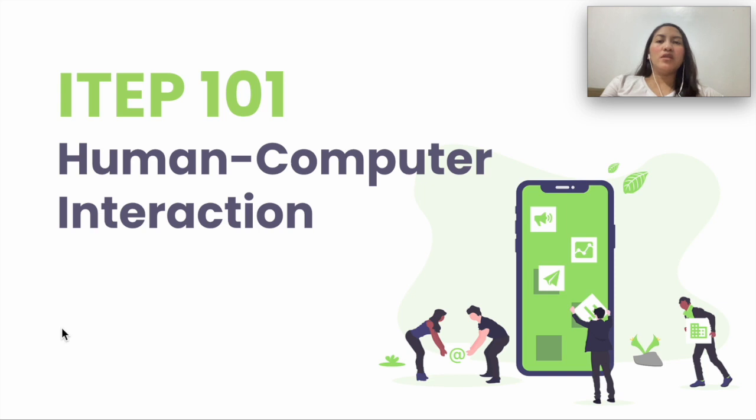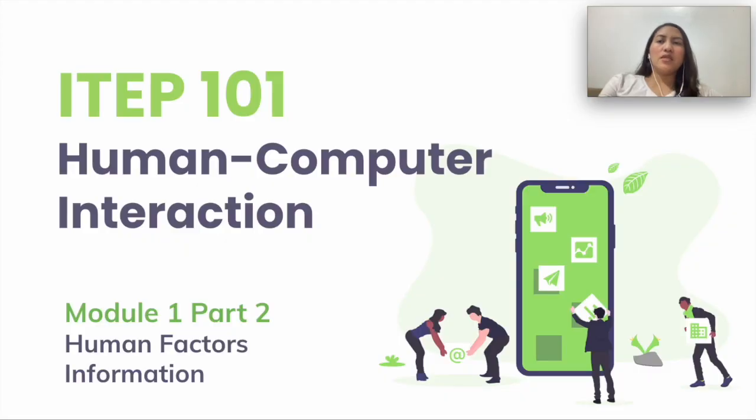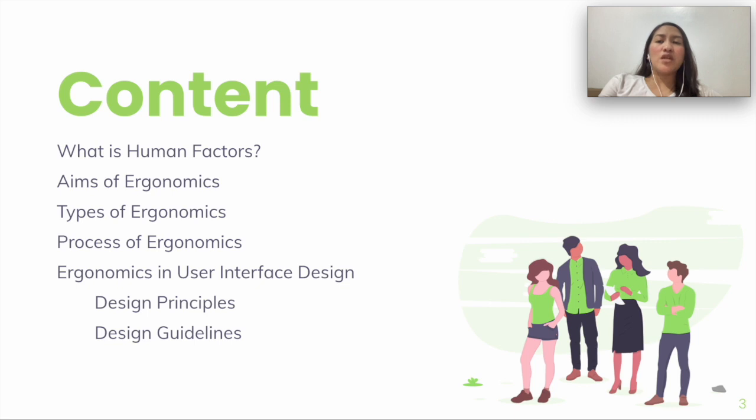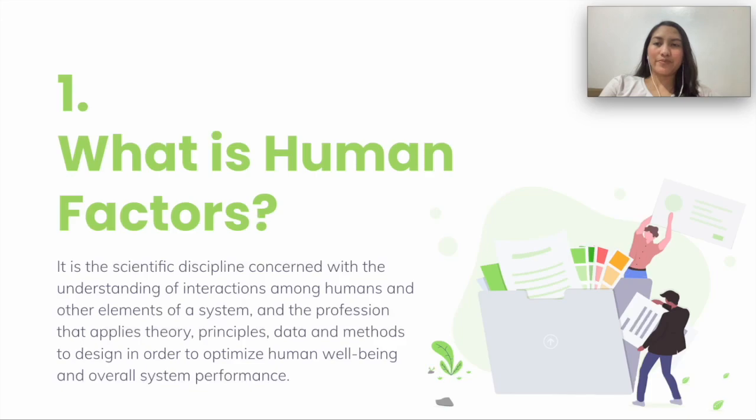Good day everyone. This is a video lesson in ITEP 101 or Human-Computer Interaction. This video lesson will cover the second part of Module 1, which is the lesson entitled Human Factors Information. The topics here include what human factors is, the aims of ergonomics, ergonomics domain of specialization, the process of ergonomics, the ergonomics in UI design, specifically the design principles and the design guidelines.